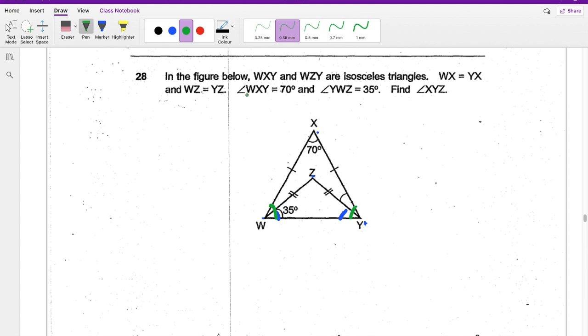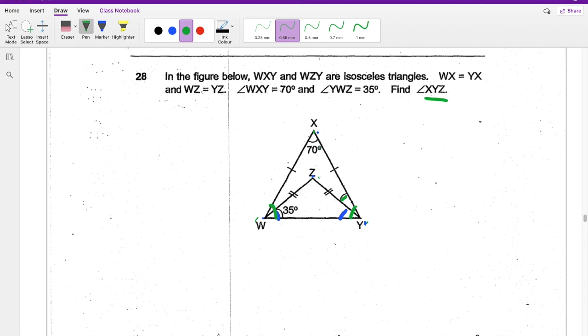So here you say WXY is equal to 70 and WZY is 35 degrees. So what we want to find is XYZ. We want to find this one.